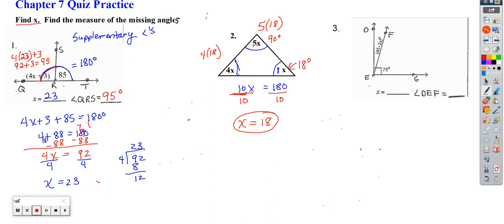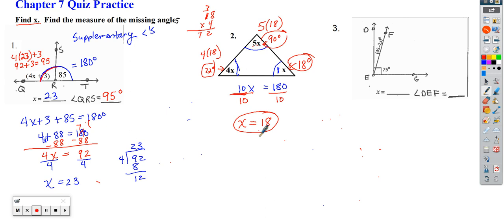If I come up here, 18 times 4, that's 72. So 90, this is 72. And again, we can make sure that these three angles add to 180. 72 plus 18 is 90, and 90 plus 90 does equal 180. So my answer involves this 90 degrees, 18 degrees, 72 degrees, and x is 18.